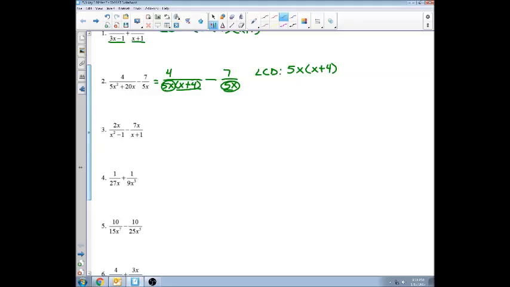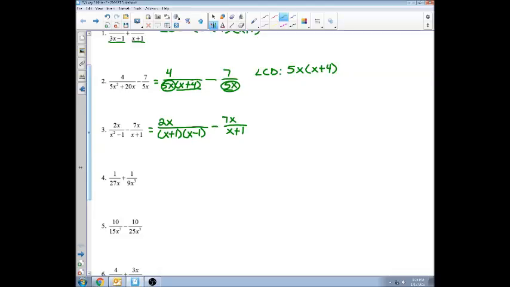On to number 3. I have x squared minus 1 first. Can I factor x squared minus 1? I can. So I'm going to rewrite my first fraction. X squared minus 1 factors into x plus 1 and x minus 1 because it is the difference of two squares. Now for my second fraction, I'm going to look at x plus 1. Can I factor that at all? There is no way to factor x plus 1. So I'm just going to rewrite my fraction again.